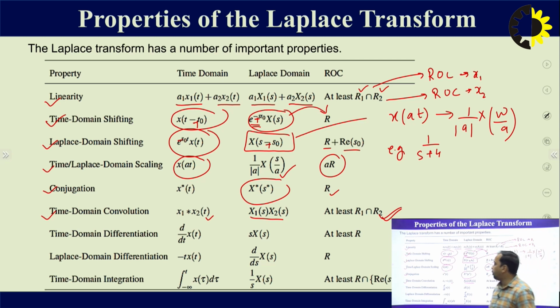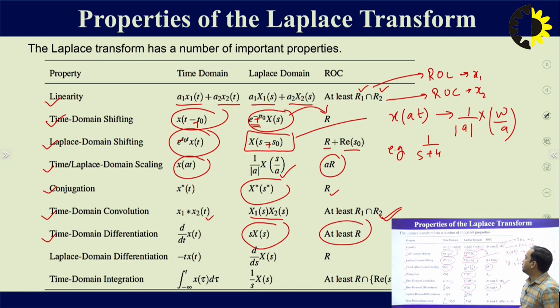Next is the time domain differentiation. If we take d by dt of some x(t), we have seen a similar kind of property in the Fourier transform also, that the Laplace transform will be multiplied by a factor of s. Again, the ROC will at least contain the existing ROC R.